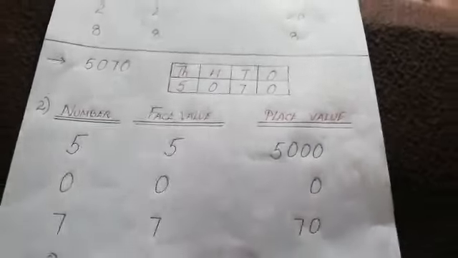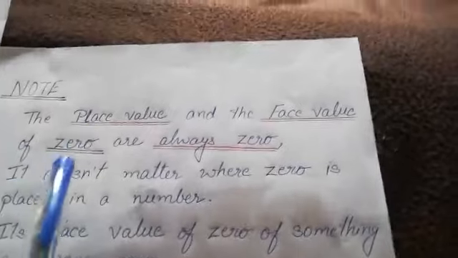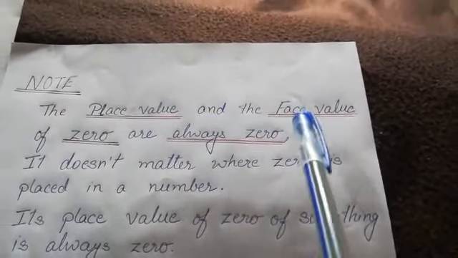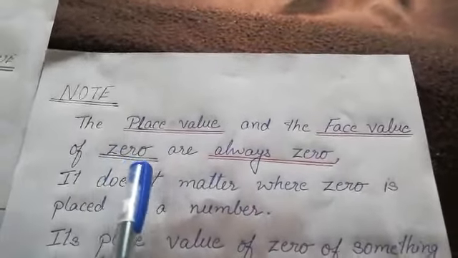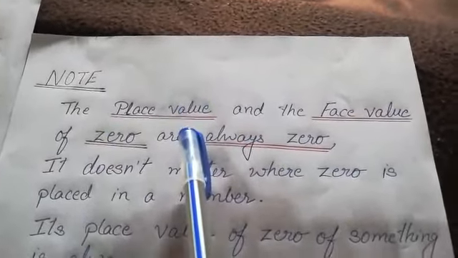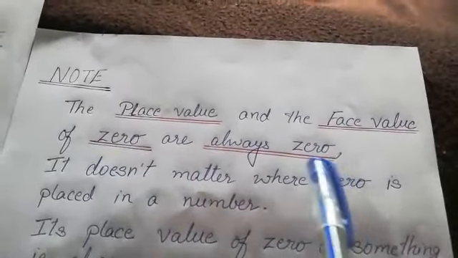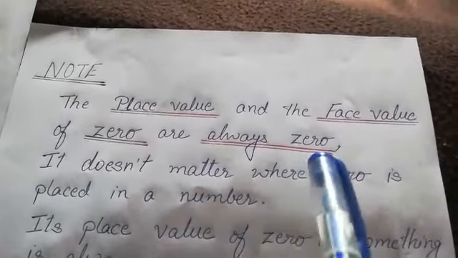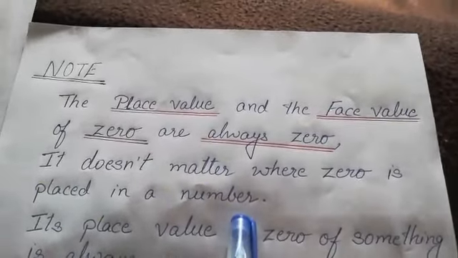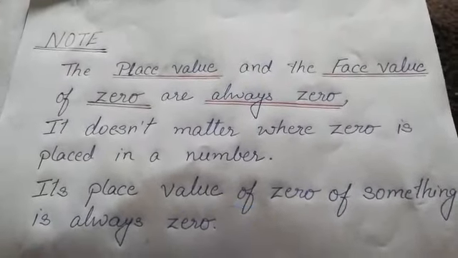Now here, one thing you have to note. The place value and the face value of 0 are always 0. Once again, the place value and the face value of 0 are always 0. It doesn't matter where 0 is placed in a number. Its place value is always 0. This can be better understood here.